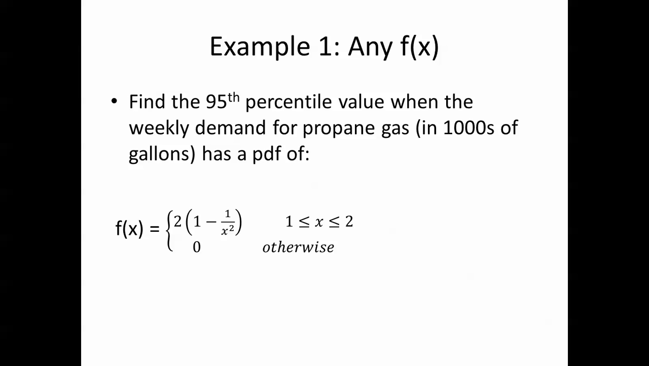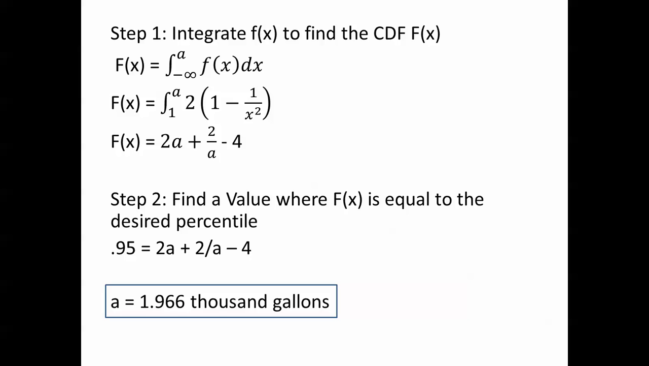In order to show you how to find this value a that equals our desired percentile value, we have this example. We are given the PDF, and we're asked to find the 95th percentile. So we know that our first step is to integrate this PDF function from negative infinity to a. Since the lowest value where probability exists is 1, we substitute 1 for negative infinity right here.